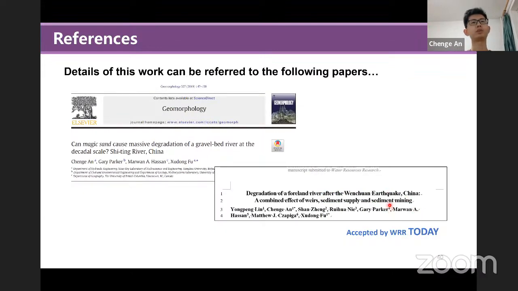The details of this work can be found in the following two papers. The first was published in 2019 in Geomorphology, in which we mainly discussed the magic sand effect on the bed degradation. In the second paper, we discussed the combined effect of all three factors. This manuscript was just accepted by WRR today.